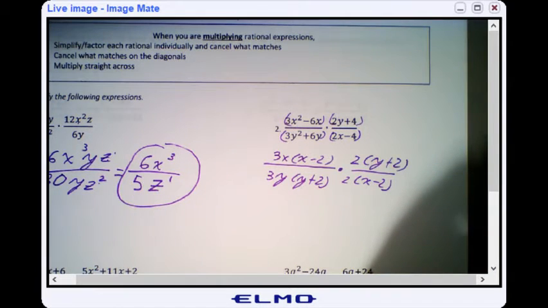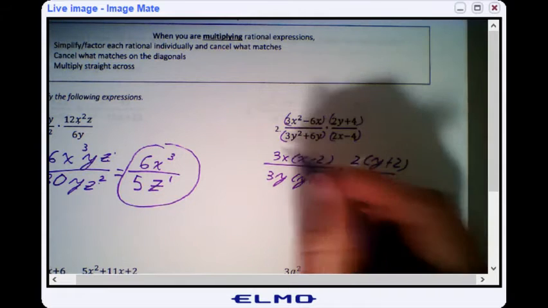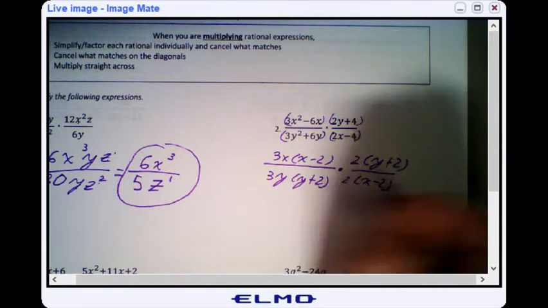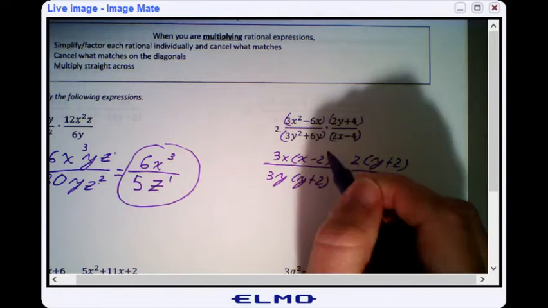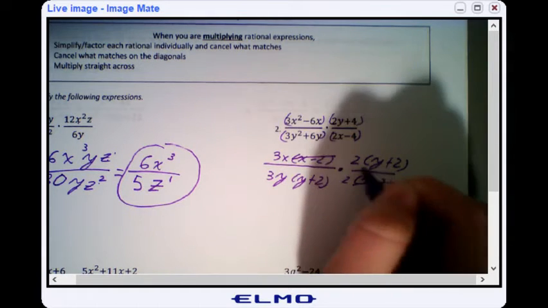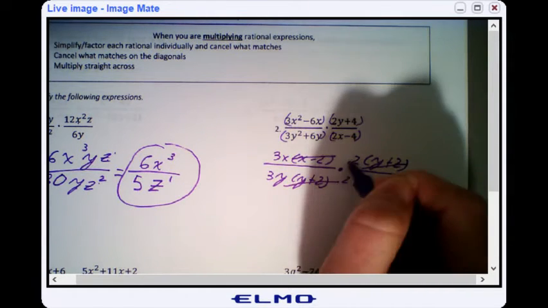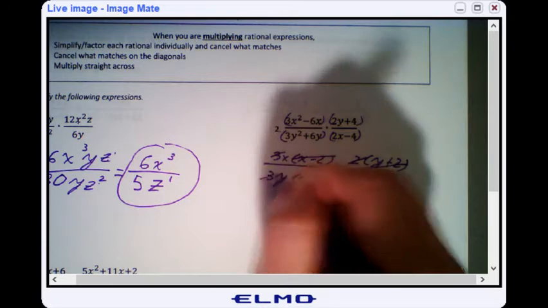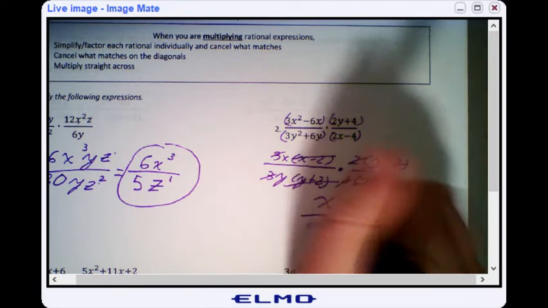We now look for groups. Any group up top can simplify with any group in the denominator. So x minus 2 and x minus 2 match. Y plus 2 and y plus 2 match. My 2's match and my 3's match. We're left with just x divided by y.